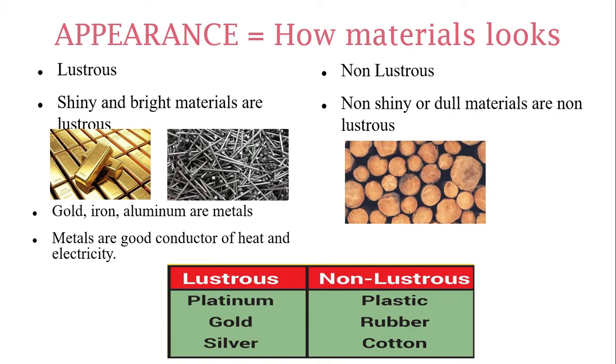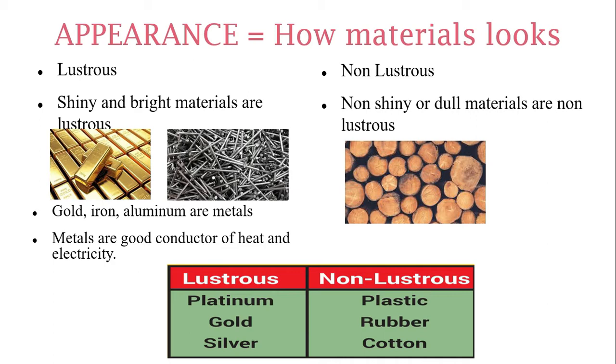Now comes the first property, that is appearance. Appearance means how a material looks, and under it comes lustrous and non-lustrous. Lustrous means shiny and bright materials, and non-shiny, dull materials are non-lustrous. An example is metal: gold shines, and also iron and aluminium. These are metals, and these metals are also good conductors of heat and electricity.